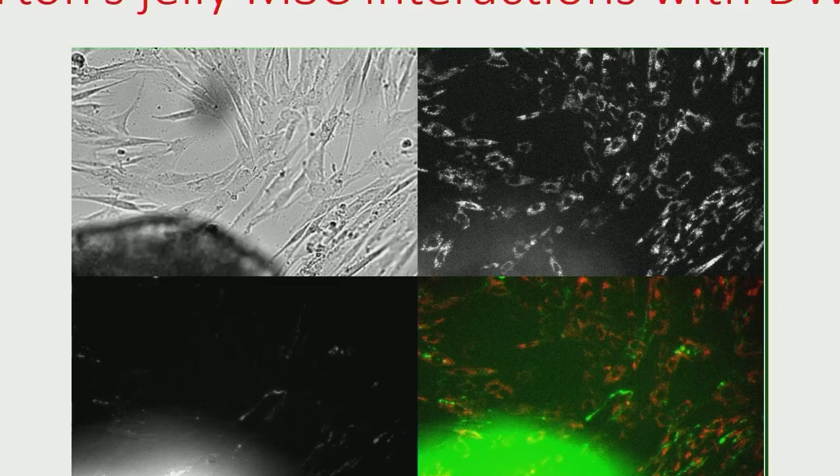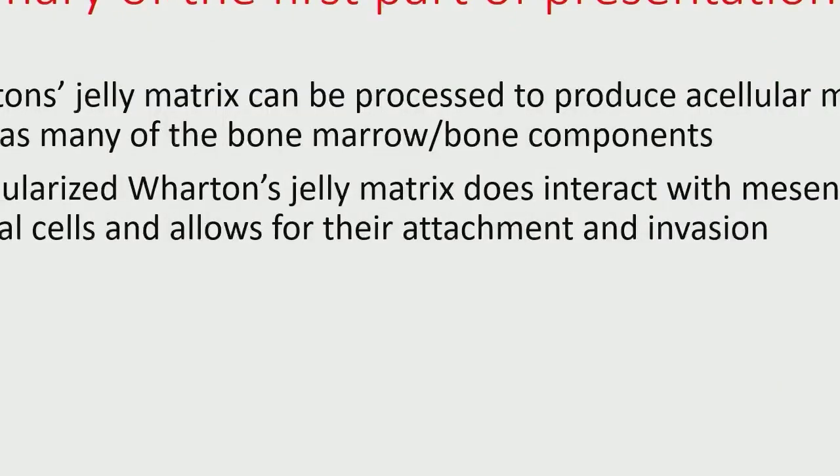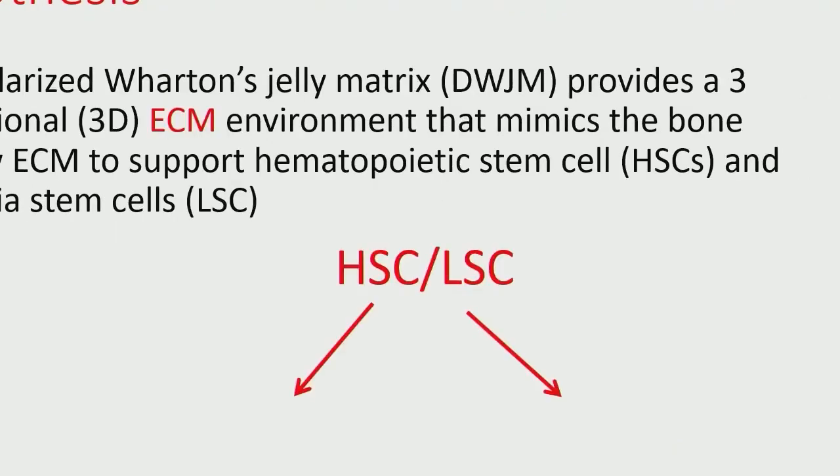So to summarize this part of the presentation, we can apply decellularization processes to Wharton's jelly matrix, and we can get a matrix that has similar components to bone and bone marrow environment. And this matrix can allow stromal cells to interact and attach, and also allows for the invasion inside the matrix.